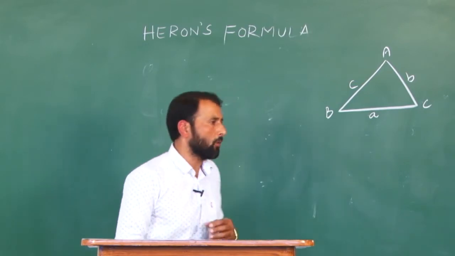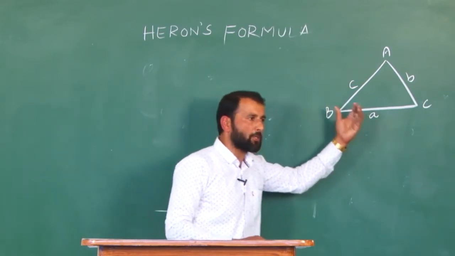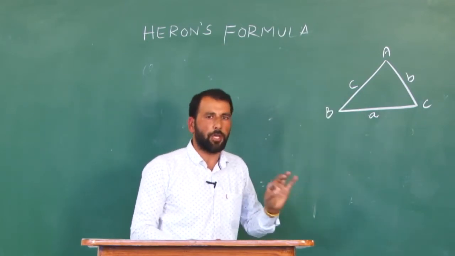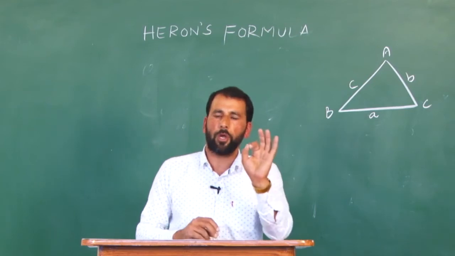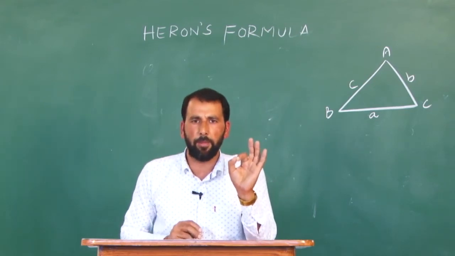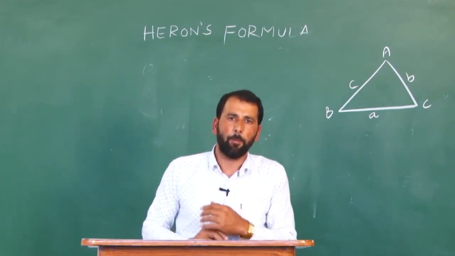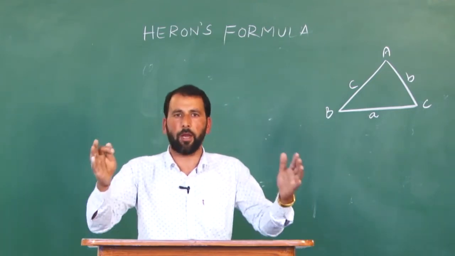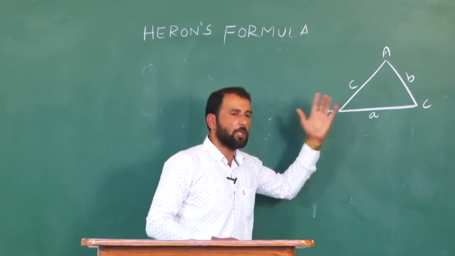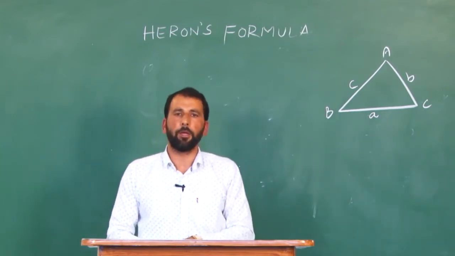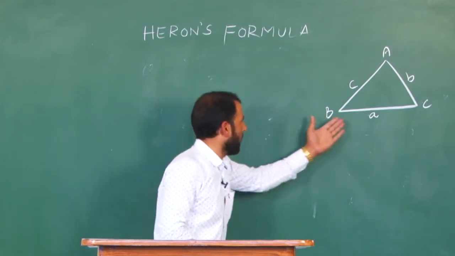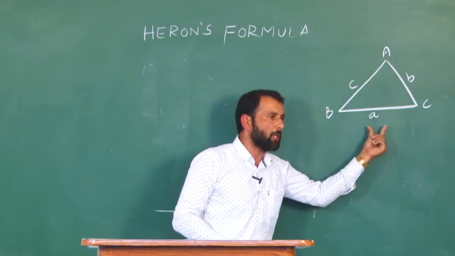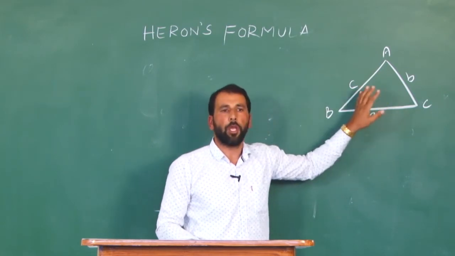Now the steps for finding the area of a triangle by using Heron's formula are: first of all, the 3 sides of a triangle are given, so we find the semi-perimeter of the triangle. We know that the perimeter of a triangle is the sum of all sides, but semi-perimeter means the sum of all sides divided by 2. For example, we have a triangle ABC. It is a scalene triangle. Height is not given. So in this triangle, we use Heron's formula.